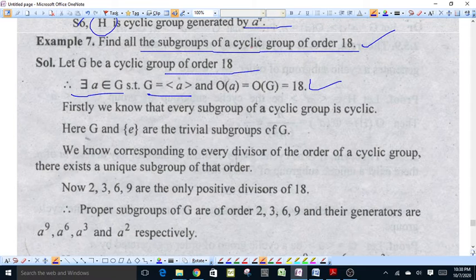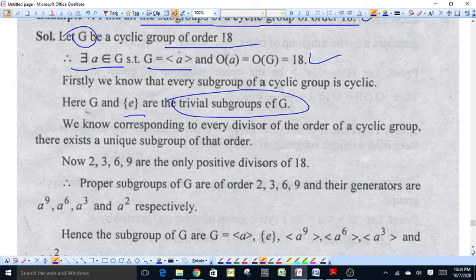First, we know that every subgroup of a cyclic group is cyclic. Therefore, every subgroup of G is also a cyclic group, and here G and {e}, the set containing only the identity element, are trivial subgroups of G.